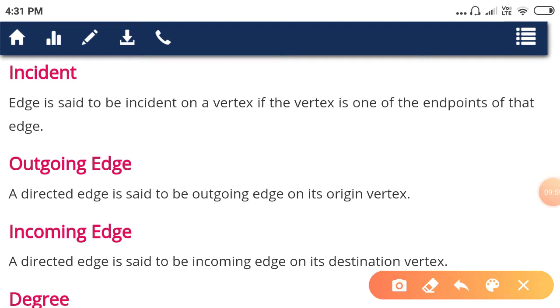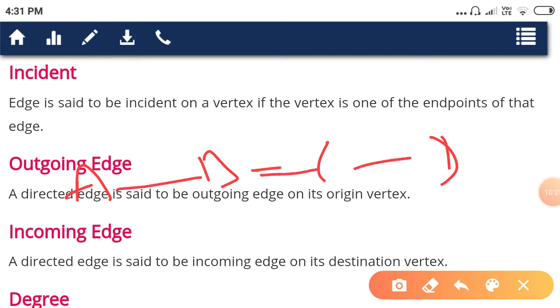An edge is said to be incident on a vertex if the vertex is one of the endpoints of that edge. So here A, B, C, D. The edge is said to be incident on a vertex, if the vertex is one of the endpoints of the edge. So see here, this is the endpoint. This edge we have to call as incident on this one.